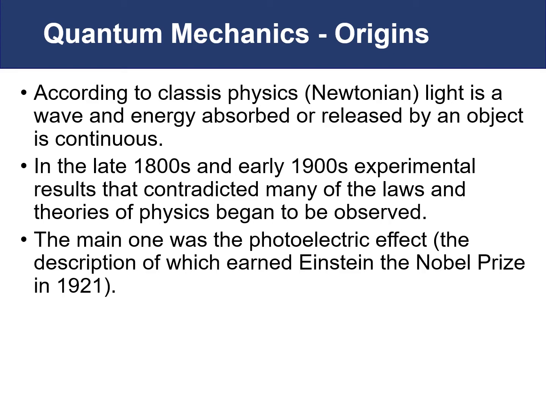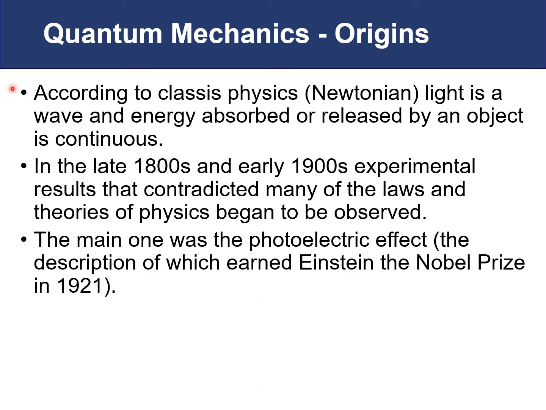The development of quantum mechanics actually comes from physics. According to classical physics, also known as Newtonian physics, light is a wave and energy is absorbed or released by an object in a continuous fashion. An interesting side note is that Newton actually did not believe that light was a wave. Instead, he subscribed to the idea that light came in tiny, what were called corpuscles or small particles.